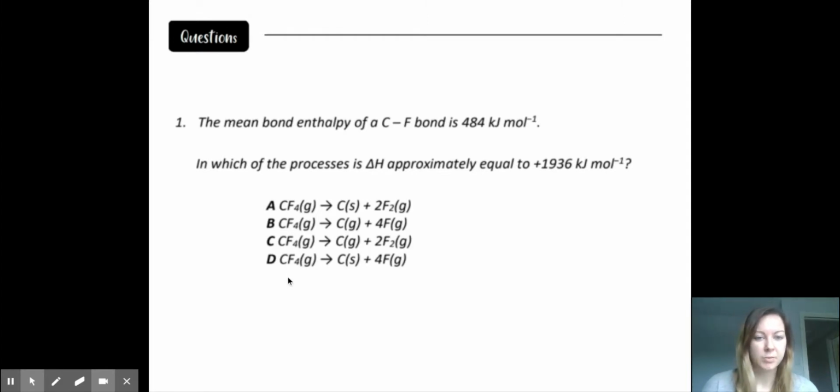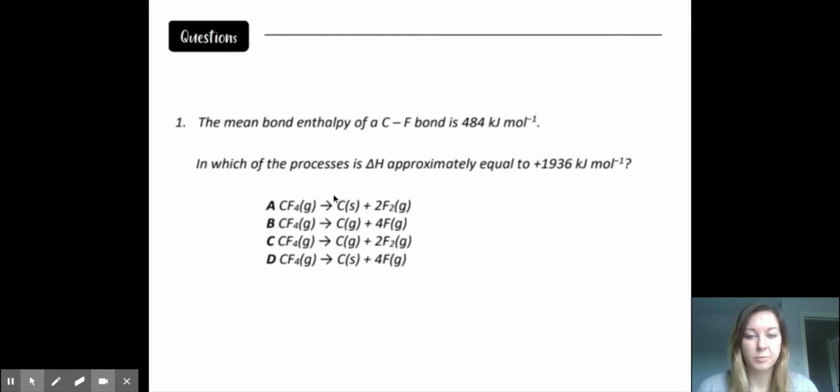But if we understand our bond enthalpy calculations, that means on the right hand side there can be no bonds being made, because if we've already got our 1936 on the left from breaking down those 4 carbon to fluorine bonds, if there were any bonds on the right to be broken, that would then take away from that number, which we don't want. We want it to equal 1936. So what we need to look for is an option where on the right hand side no bonds are being made. Now, there are a few other things to look out for.